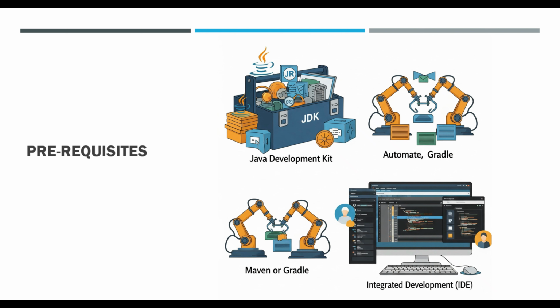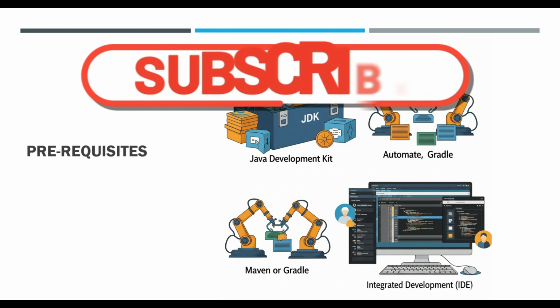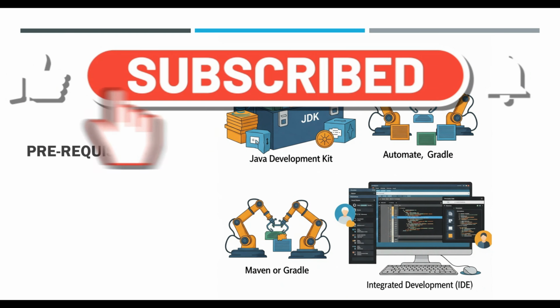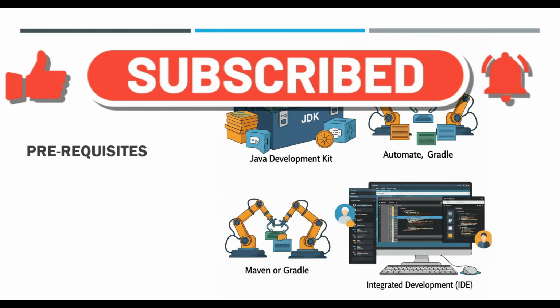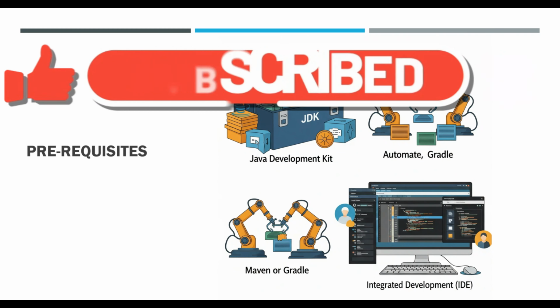The latest version right now is about 23 or 24. The latest version of Spring Boot is approximately 3.5, I think, at the time I'm recording this video. So Spring Boot 3.5 is going to support JDK 17 or later versions. Make sure your Java version and Spring Boot version are compatible.